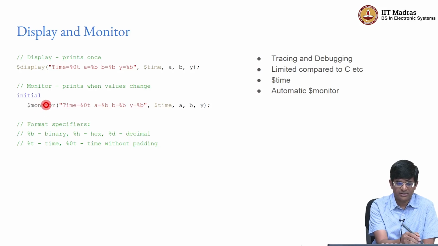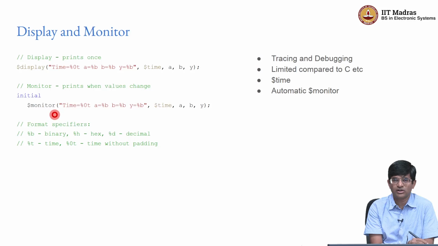There is a related term called the $monitor, which is interesting in its own way. It's something that you don't have an equivalent for in a language like C. You can also have a $monitor inside an initial block, but it does something much more interesting. What it says is, once I have given a $monitor statement out here, any time that A, B or Y change, it will trigger this printf statement and cause all of this to get printed out.